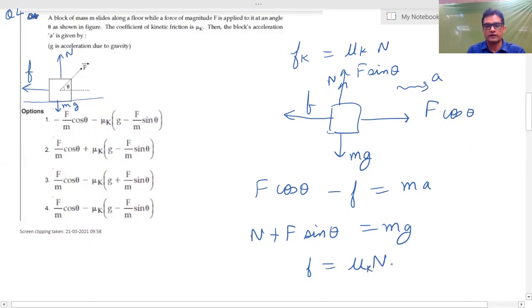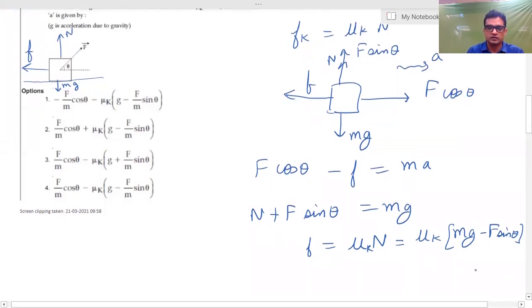Also small f is equal to mu k N. Here we can say that N will be equal to mg minus F sin theta, so small f will be mu k into (mg minus F sin theta). Now this I will substitute in the first equation. So I'm substituting the value of friction f in the first equation.